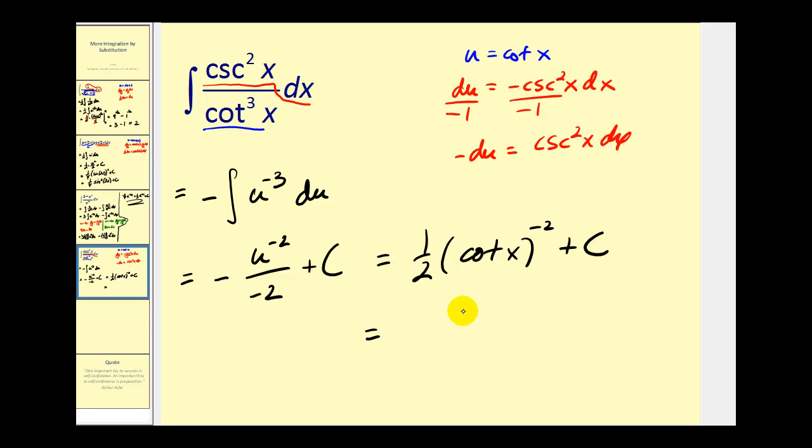Let's go ahead and rewrite this one more time. We could move this down to the denominator. We'd have 1 over 2 times cotangent squared x, and of course plus c.